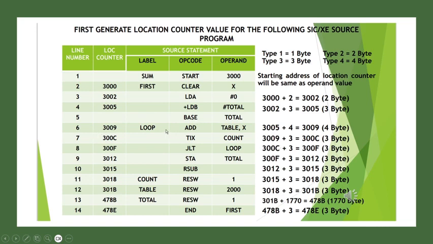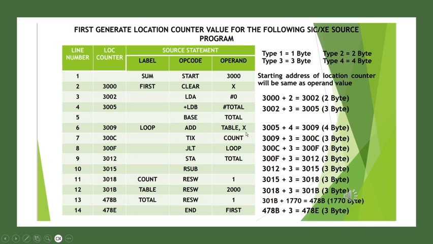Next, 3009 ADD TABLE comma X. We know that this is in third format, so 3009 plus 3, as it is in third format, we have to add 3 bytes, which will become 300C. Because after 3009 in hexadecimal, we don't move on to 3010. It will become 300A, 300B, and 300C. So we got 300C here, and we will write that for TIX, 300C.